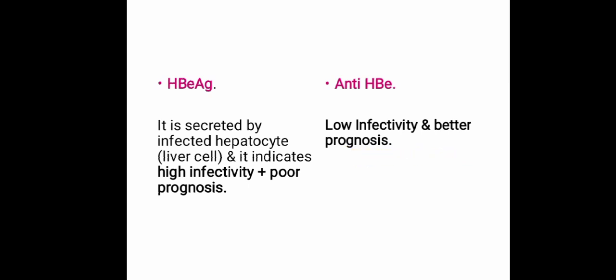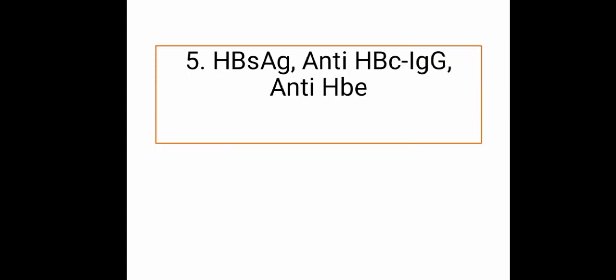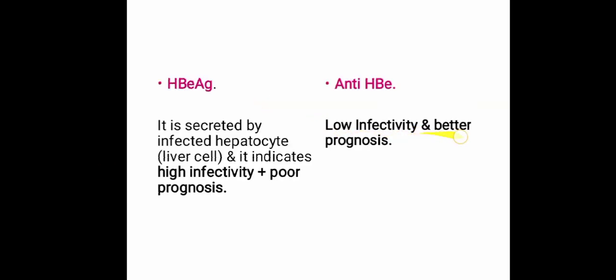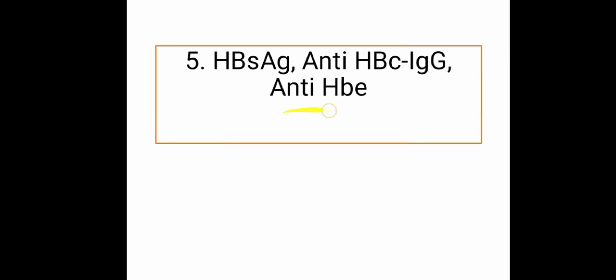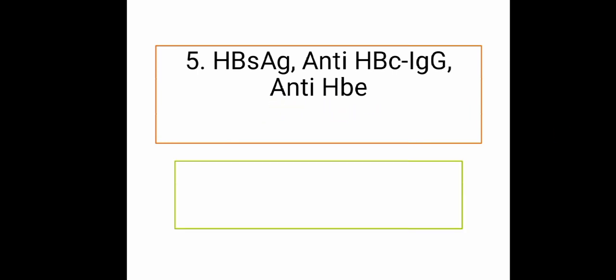So far we are done with core antigen and antibody, surface antigen and antibody, and envelope antigen and antibody. So let's see the last question. The patient presents with HBsAg, that means current infection is going on, multiplication is going on, anti-HBc IgG, that means chronic hepatitis, and anti-HBe. What does anti-HBe mean? Yes, low infectivity, better prognosis. That means the patient has low infectivity. Let's see the answer. Yeah, the answer is chronic hepatitis with low infectivity.